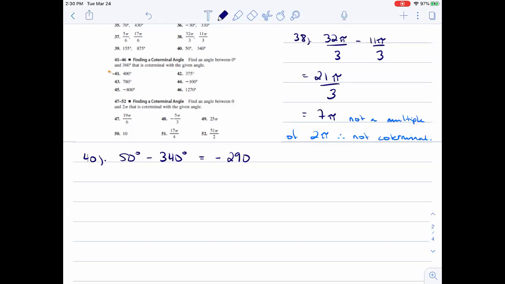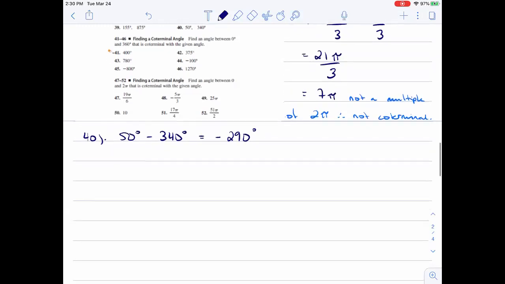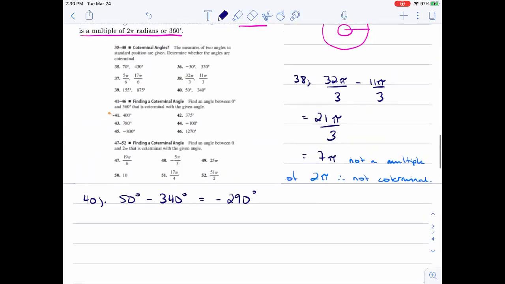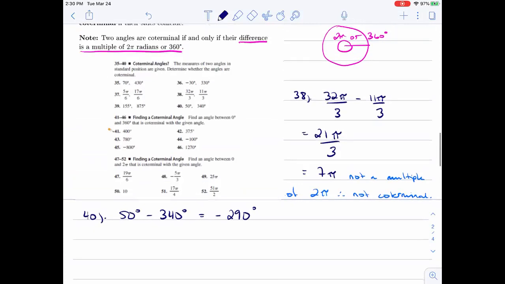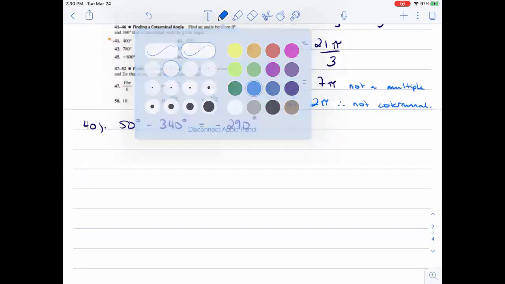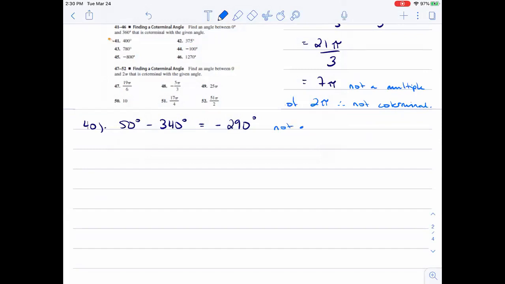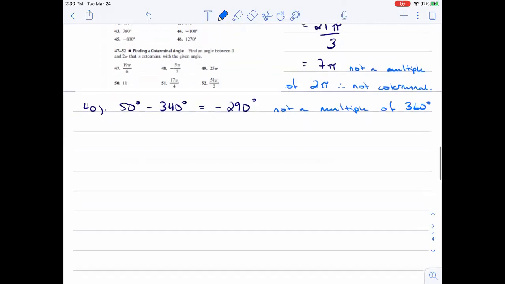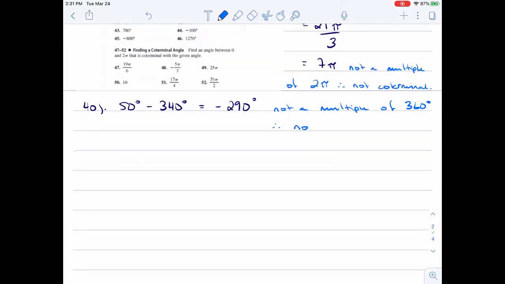Negative 290 degrees, which is not a multiple of 360. Not a multiple of 360 degrees. So therefore they're not coterminal.